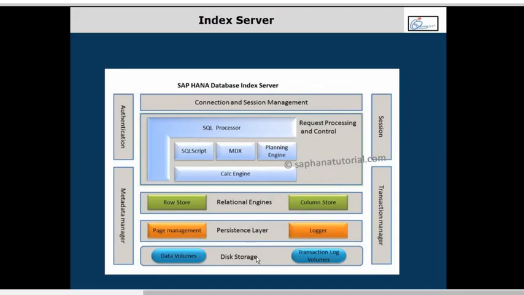This is the index server. This is a hard disk, completely a hard disk, which is maintained by your index server. Index server will handle that. Index server is using so much space in that disk. That's the point. The request processing engines use the index server, and the index server will use the data volume or the log volume.